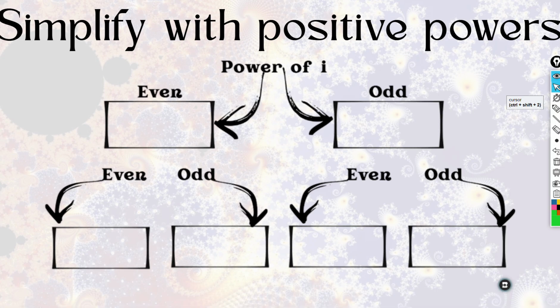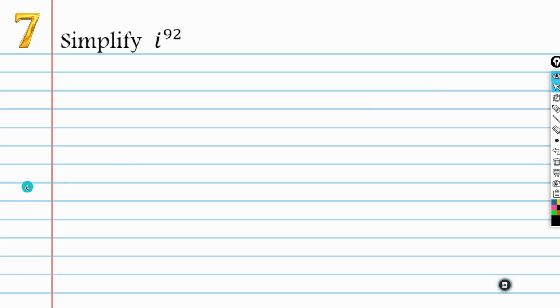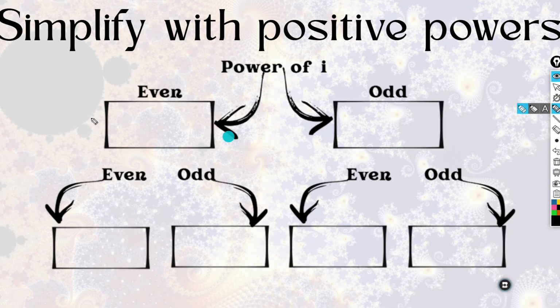If the power happens to be even, then all you do is take your power and divide it by 2. If that number that comes out is even, the answer is 1. If it's odd, it's going to be -1. And that's your answer. But on the other hand, let's say that power was odd.